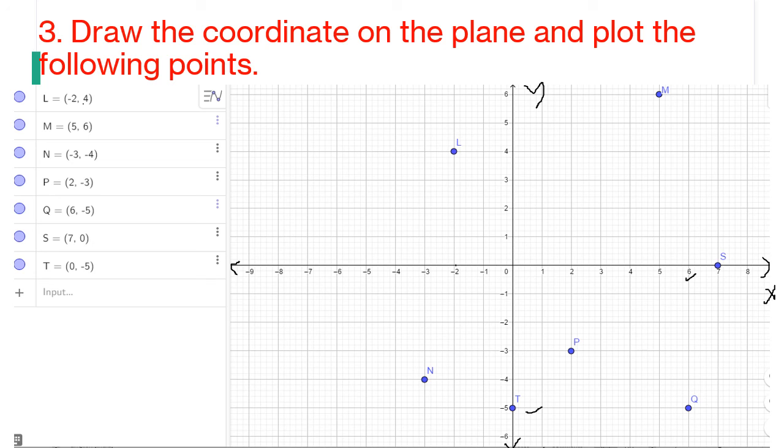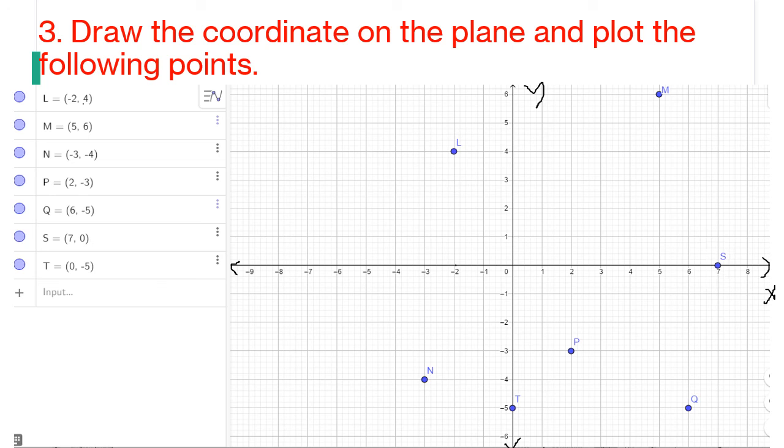Now 7 children. So 7 is the x coordinate whereas the y coordinate is 0. That means this is lying on the x axis. So where is the 7 on the x axis? It is here. See. And that is why this is R. On the axis only we are drawing point S.